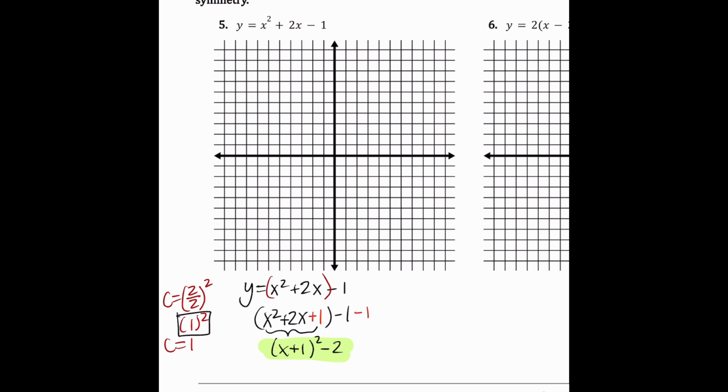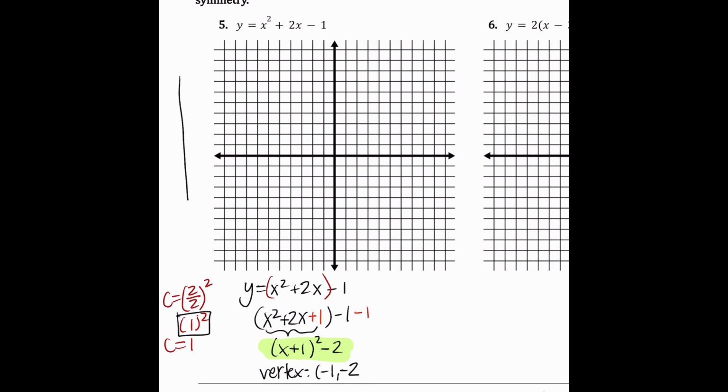Now, if I want to think about it, my vertex is going to be h and k. In this case, we have h and we have k. Remember, it's always the opposite of h. So if I have positive 1, I have negative 1, and my k is going to be negative 2. Okay, but it asks us to graph.